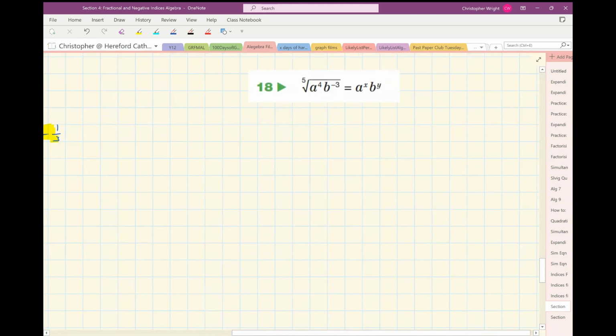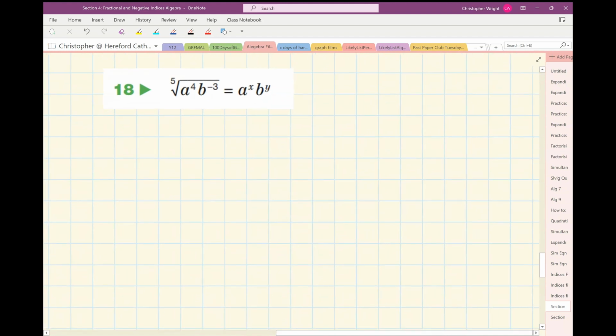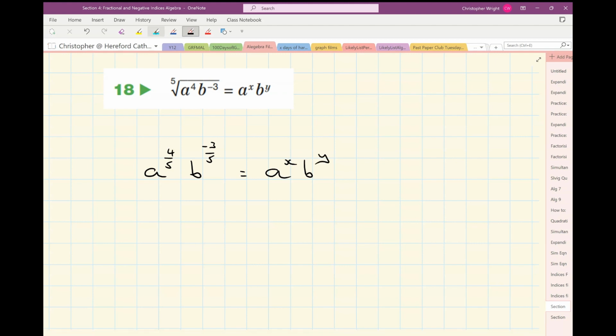Let's have a look at number 18. Right. On the left-hand side here, what have I got? Well, I've got a to the power of 4/5, b to the power of minus 3/5. And I know that equals a to the x, b to the y. So x must equal 4/5, and y must equal minus 3/5. So x equals 4/5, and y equals minus 3/5. Okay.